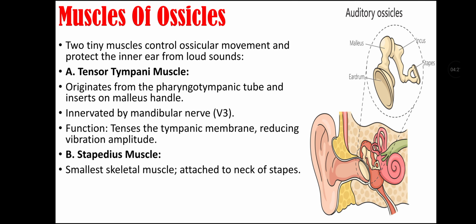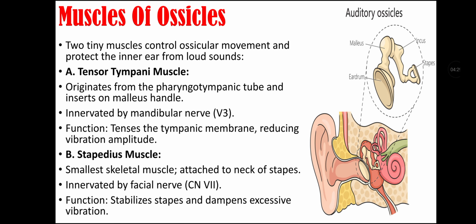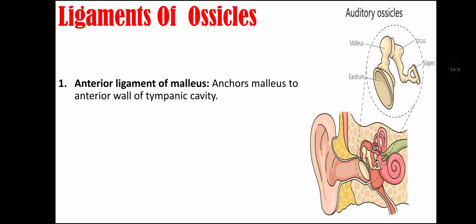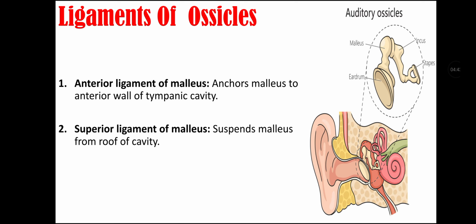Second muscle is stapedius muscle that is the smallest skeletal muscle. It is attached to the neck of stapes. It is innervated by the facial nerve that is the seventh cranial nerve and its function is to stabilize stapes and dampen excessive vibrations. Ligaments of ossicles contain the anterior ligament of malleus that anchors malleus to the anterior wall of the tympanic cavity. Second ligament is the superior ligament of malleus that suspends malleus from the roof of the cavity. And third is the posterior ligament of incus that stabilizes incus.